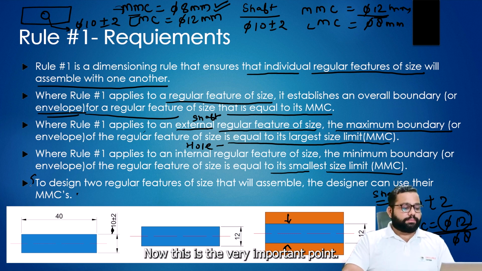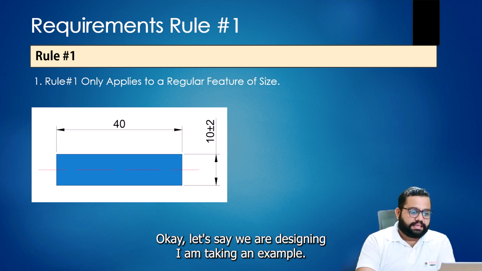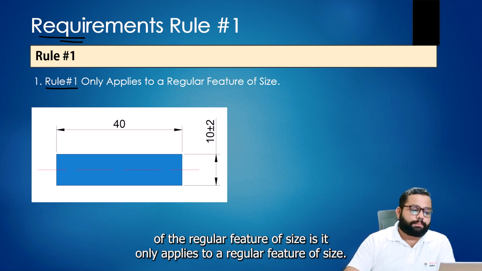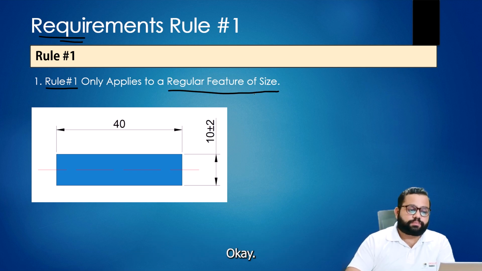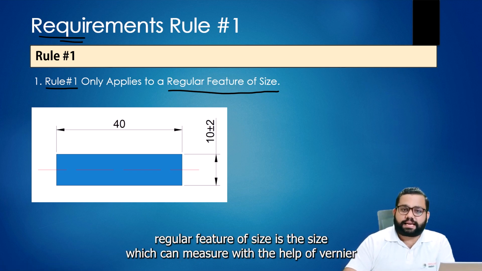Now, this is the very important point. If we are designing some part as a design engineer, let's say, I'm taking an example. In the first requirement, it only applies to a regular feature of size. I am saying again and again regular feature of size. A regular feature of size is the size which can be measured with the help of a vernier caliper.